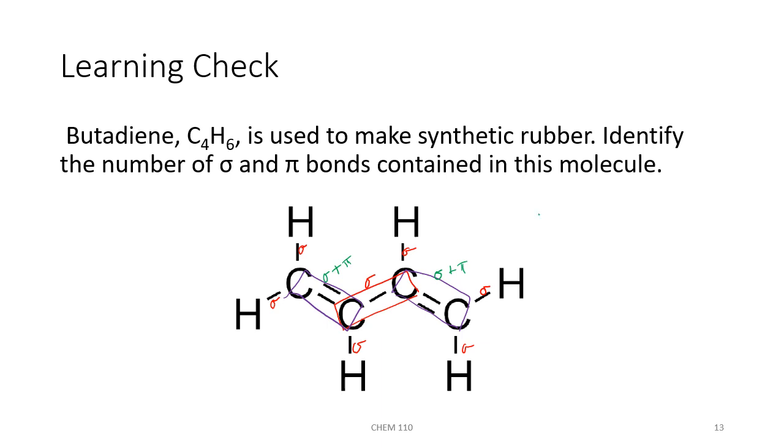So our total number of pi bonds in this molecule is going to be equal to 2. In our sigma bonds, we're going to have to add them up. We have 1, 2, 3, 4, 5, 6, 7, 8, 9. We're going to have 9 sigma bonds.